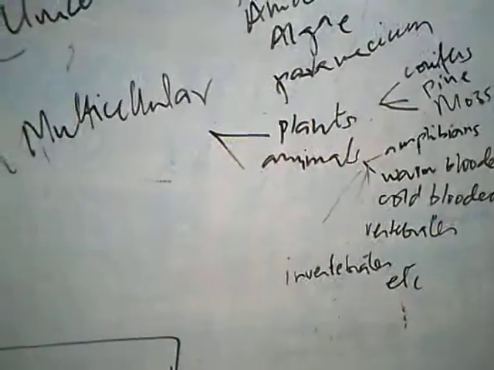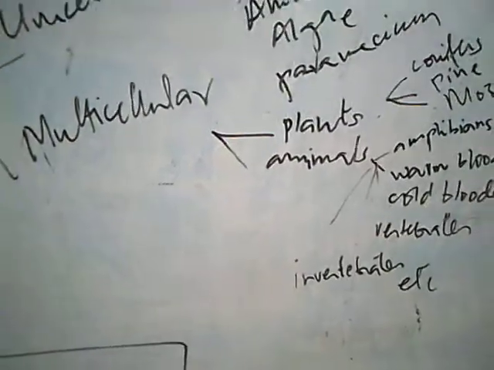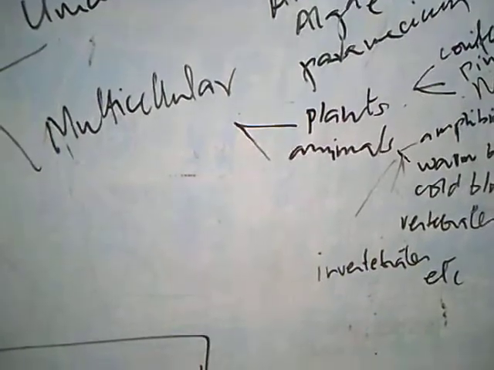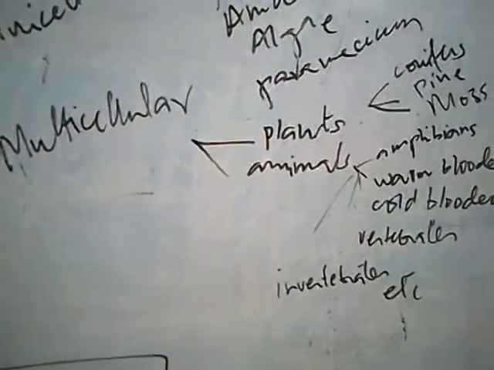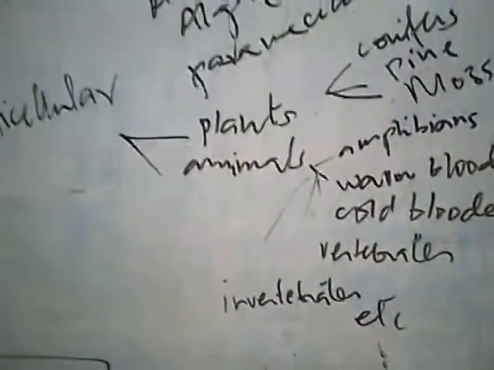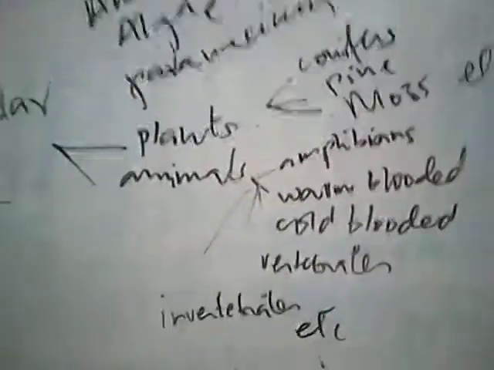Whereas multicellular organisms are actually more complex because they have more systems, they have elaborated systems of nerves, of digestion, of respiration. So that's why they are multicellular. Examples include plants and animals, and plants can be of various types.